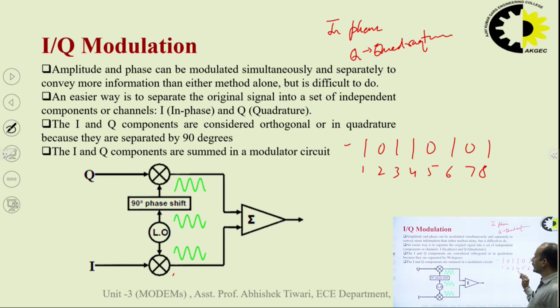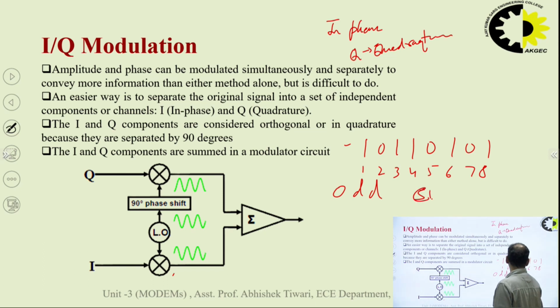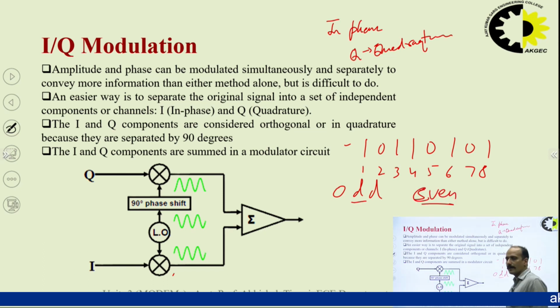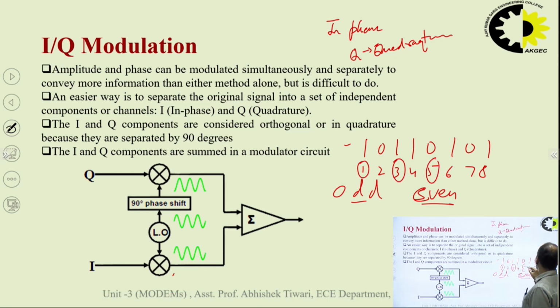Actually, this I and Q are designed by dividing this bit sequence into two parts. The first one is the odd sequence and the second one is the even sequence. In the odd sequence we take only the first, third, fifth, seventh, ninth and so on bits. In the even sequence we take 2, 4, 6, 8. So in phase we are actually taking the even sequence, and in the odd sequence we are using this 90 degree phase shifted quadrature carrier.